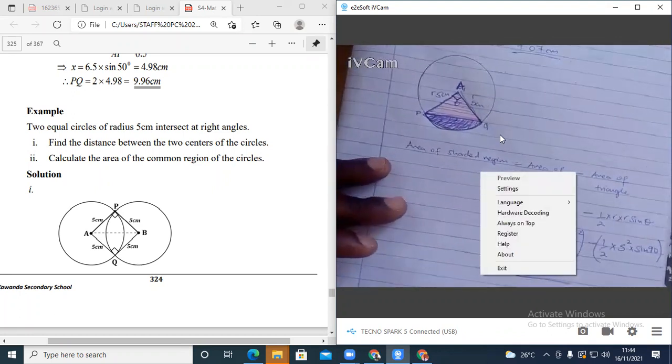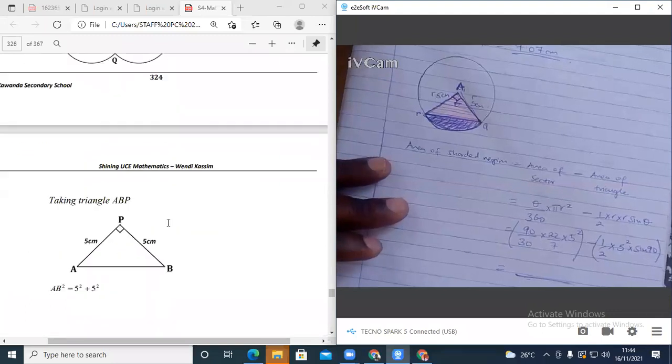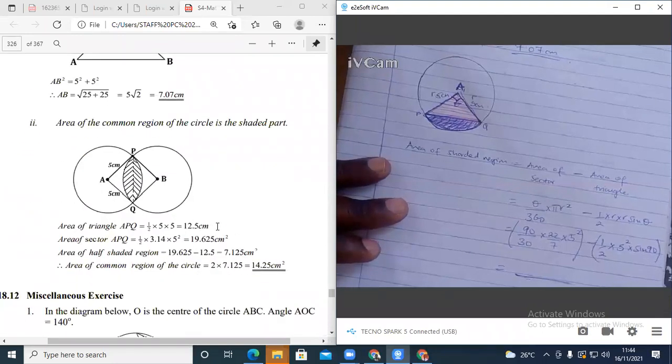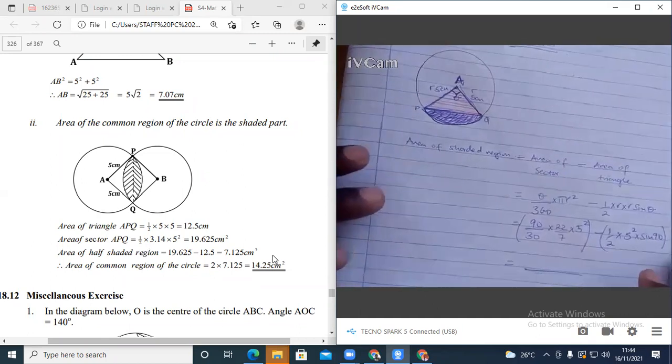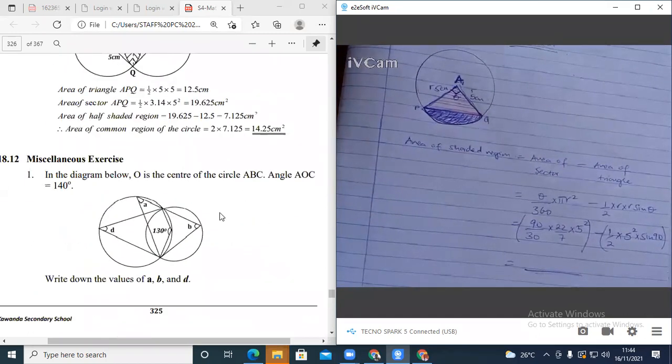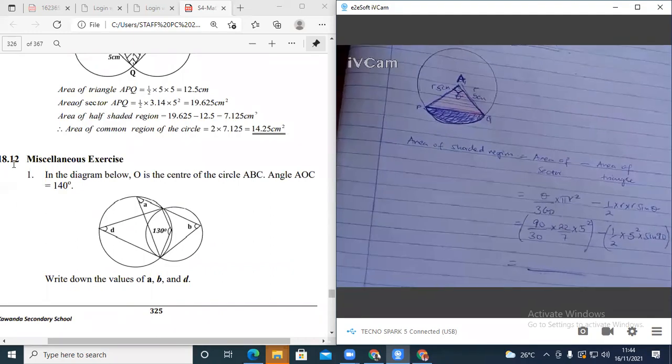So I want you to do that and finish up, and you check in the book whether you have the same answer as 14.25. If you don't have that, you repeat again until you have that. So you go and pick any exercise that you want from here.